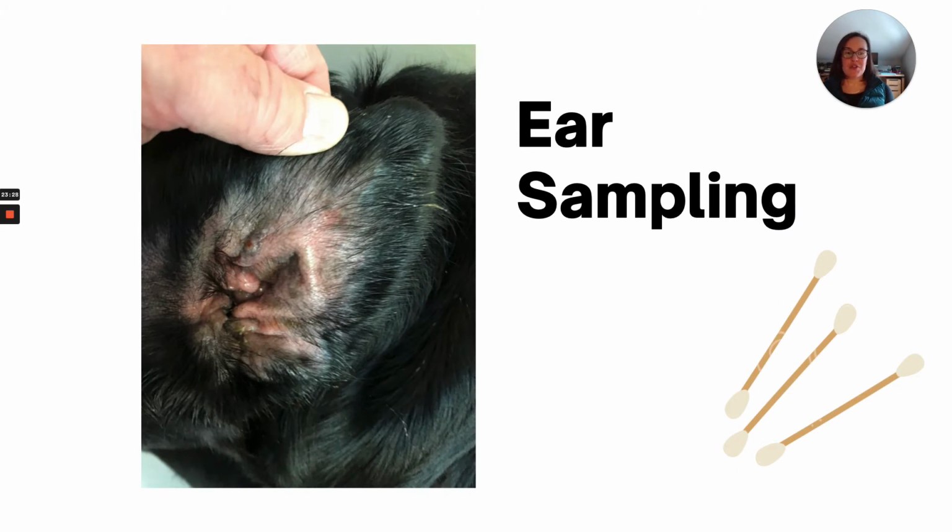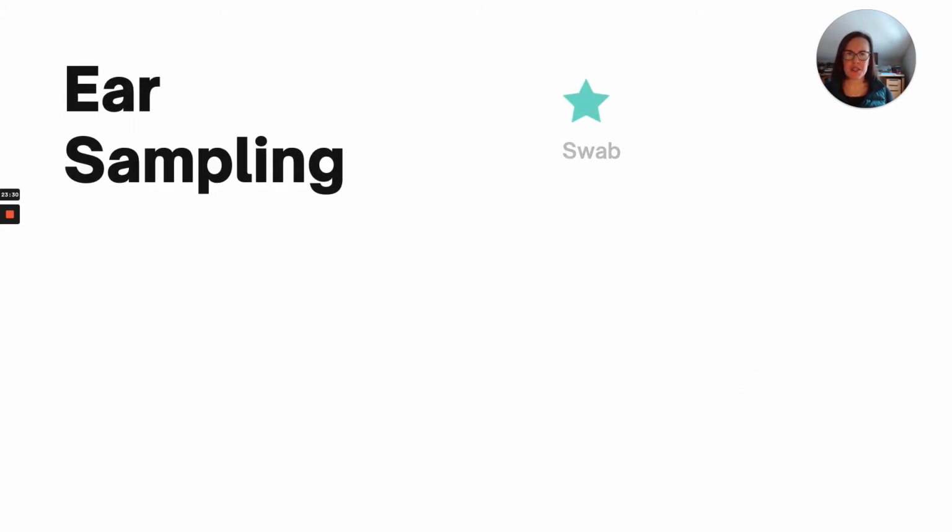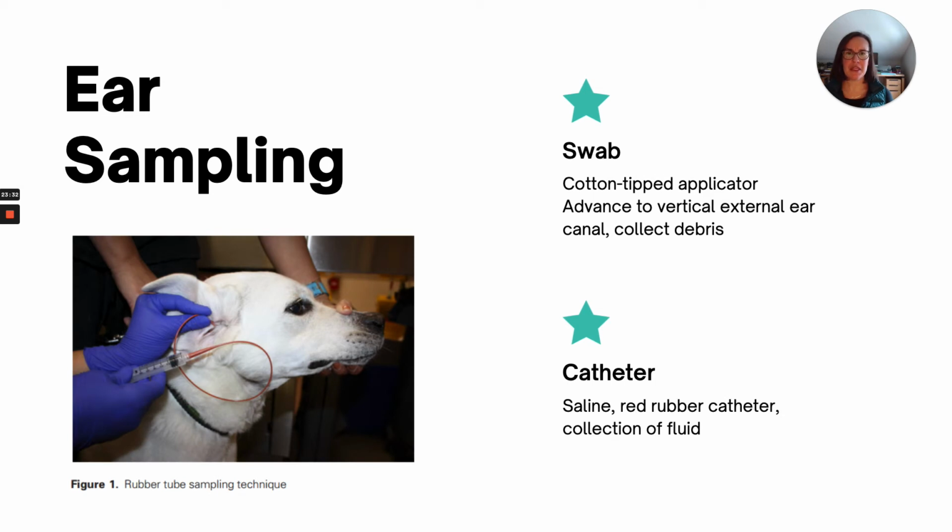So ear samples first. Most of us, I think, are doing a good job with ear sampling. Typically, we're using our cotton tipped applicator to advance into the vertical canal and collect debris. Ideally, we should collect information or cytology sample from the junction between the vertical and the horizontal canal. There's a lot of information and studies about where to get the most diagnostic sample, but it can be very difficult because sometimes patients are incredibly resistant to getting a good deep sample.